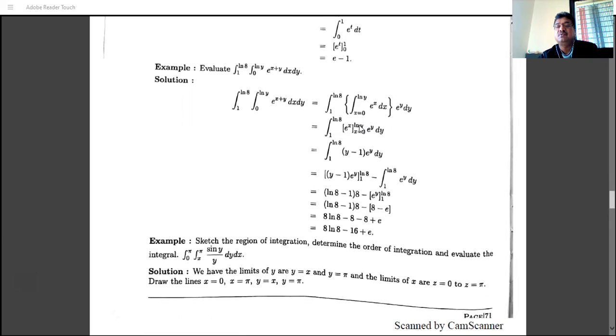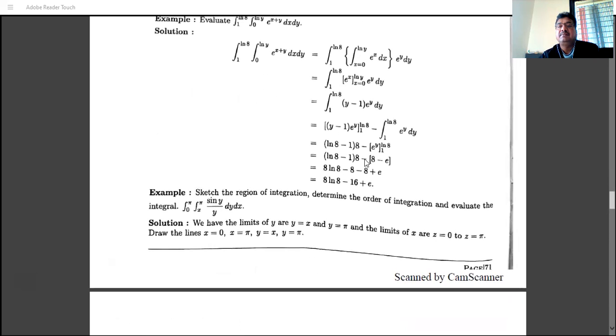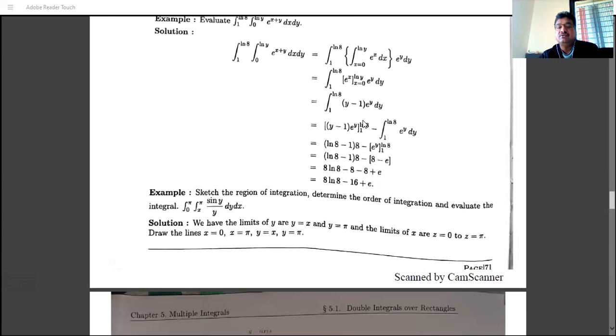Substitute x as log y. E raised to log y is y, and e raised to 0 is 1. So we have y minus 1, multiplied by e raised to y. Or you use the part rule, that is first, first is y minus 1, e raised to y is second.